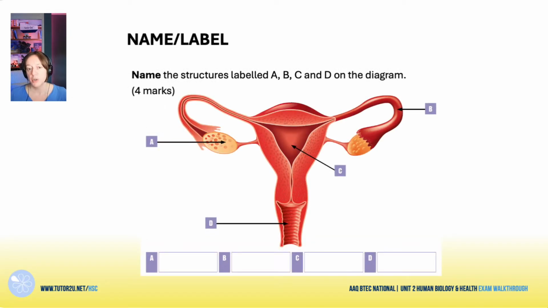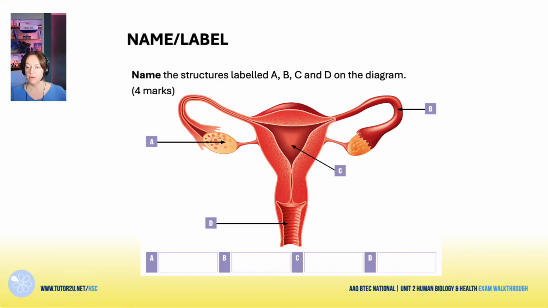There are a few name or label questions on the paper, probably 2 or 3, and this is your chance to use your knowledge in a slightly different way. So you're given an image or a figure to look at. It tells you which structures on the image it wants you to name or label. So our question here is name the structures labelled A, B, C and D on the diagram. Because you're being asked for 4, you are given 4 marks if you get them all right.